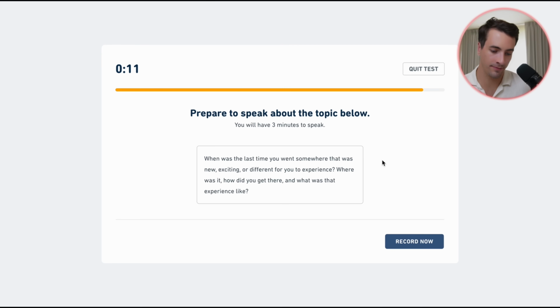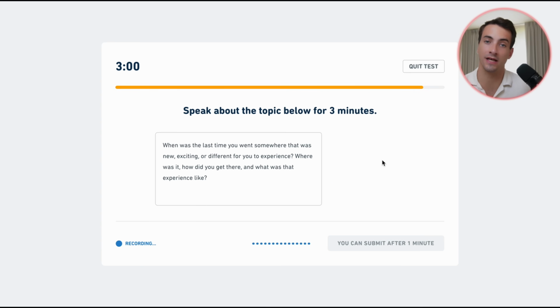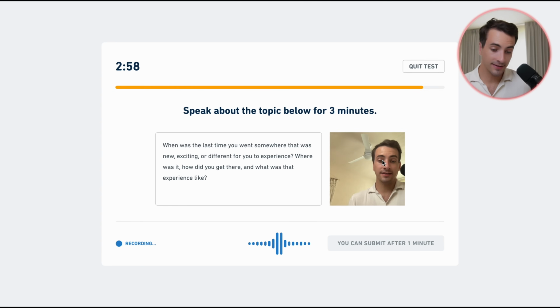I went to Oaxaca. I'll explain where it was. In my second paragraph, I'll explain how I got there. And then in my third paragraph, I'll explain what the experience was like. The last time that I went somewhere new, exciting, or different was actually last week when I went to Oaxaca in Mexico for about 5 days.